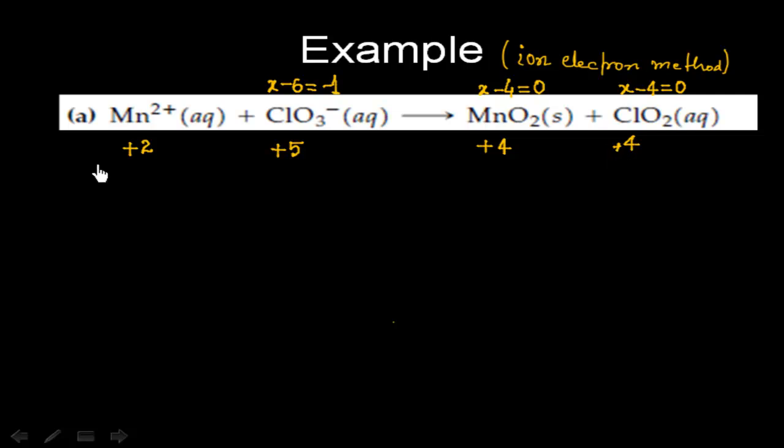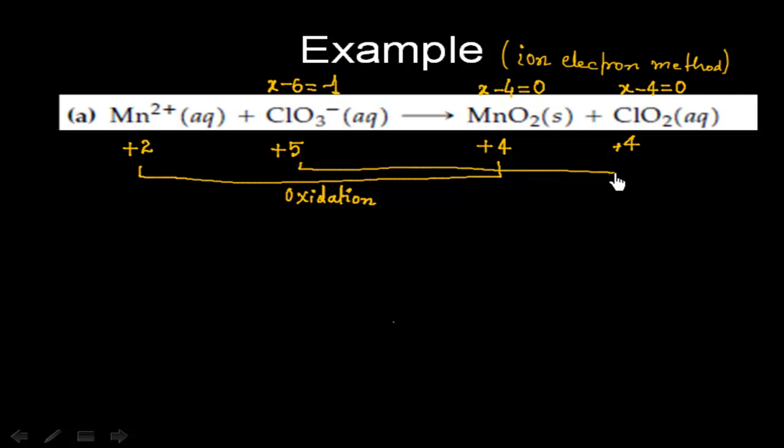So now let us say manganese, there is an increase in oxidation number, so 2 goes to 4, so this is oxidation. Increase in oxidation number is oxidation. Now let us say chlorine, this goes from +5 to +4, so this is basically a reduction.